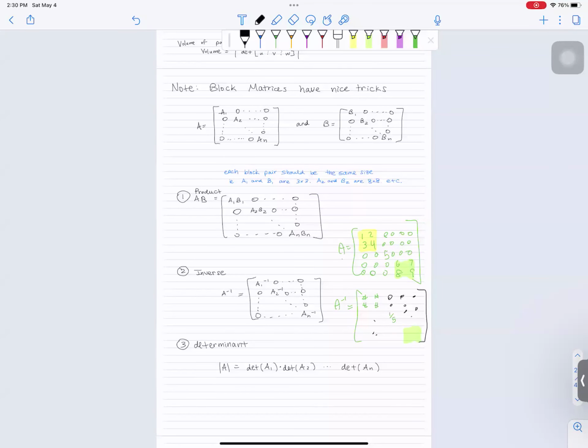Does that make sense? Questions on this block matrix? So the reason why it's called block matrices is because there are little square blocks all on the diagonal, and everything else has to be zero.